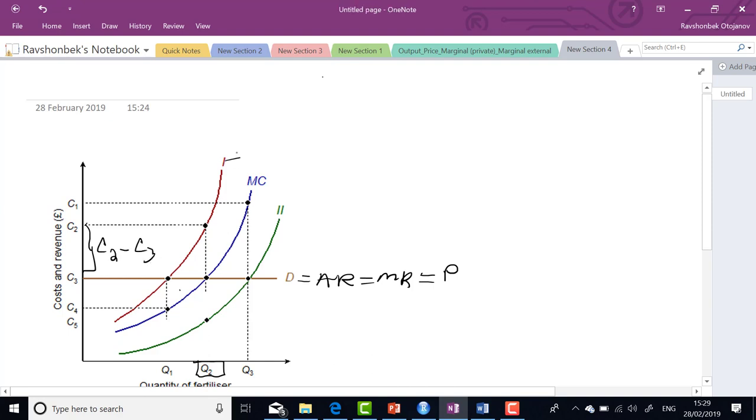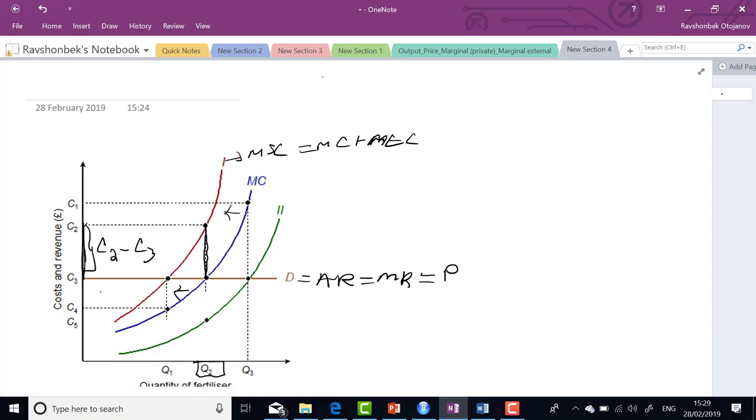Because this is now MSC, which is equal to MC plus marginal external cost. That marginal external cost is this length here. That's how much the cost is. MSC increased. That shift induced that increase, basically. Makes sense? Hope it is clear to you guys. Clear or not? Why is it minus C3? C2 is the new MSC at Q2.